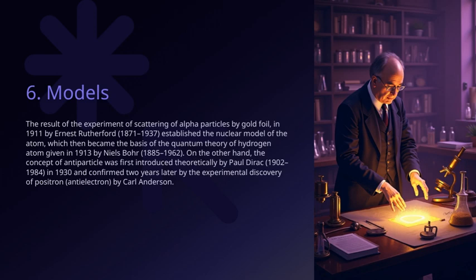Two years later, in 1932, Carl Anderson experimentally discovered the positron, which is the antiparticle of the electron. This discovery confirmed Dirac's predictions and opened up a whole new chapter in particle physics, helping us understand matter and antimatter much better. All these models and discoveries are interconnected. They've shaped our modern understanding of atomic and subatomic structures.